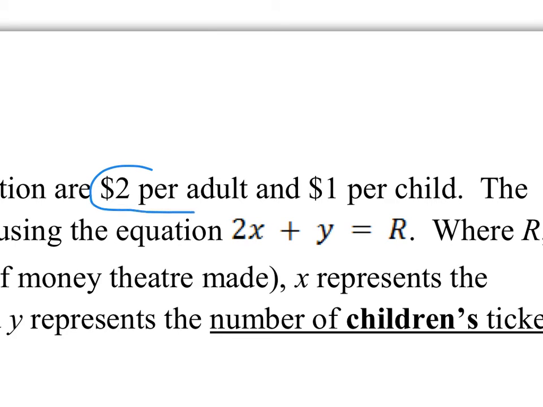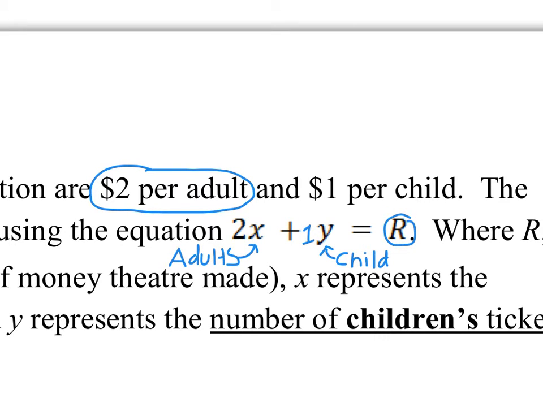We just found out that it's $2 per adult. So in my equation, the x is representing the number of adults, because I know that it's $2 for every adult. This y is representing the number of children that are going to the show, because in front of that y value, there's a 1, which is $1 per child, which is 1y.